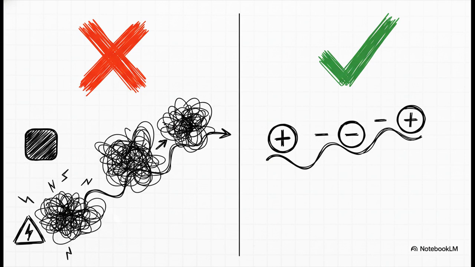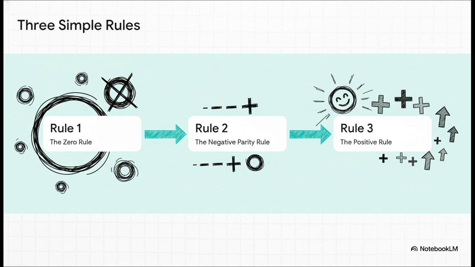Instead of keeping track of some gigantic number that could explode at any moment, we can just track the sign as we go. And this smarter path is all based on 3 super simple rules of multiplication, stuff we all learned back in grade school. I call them the 0 rule, the negative parity rule, and the positive rule. Let's break them down real quick.